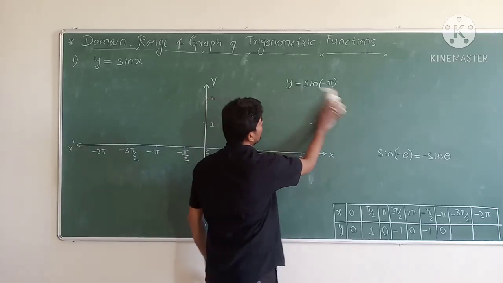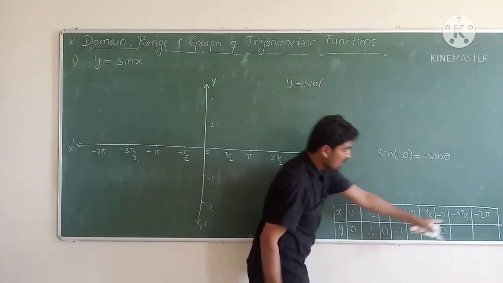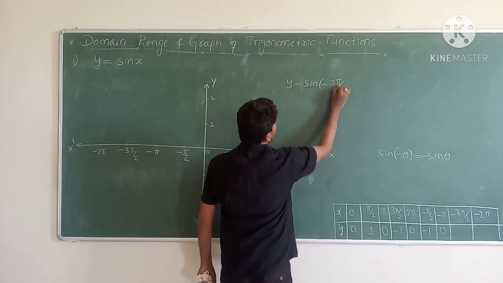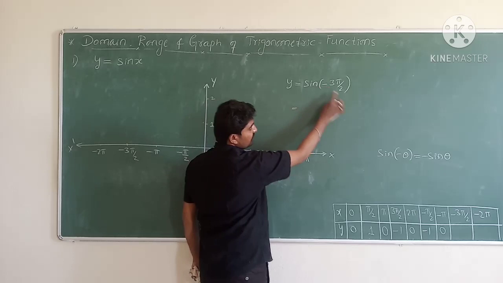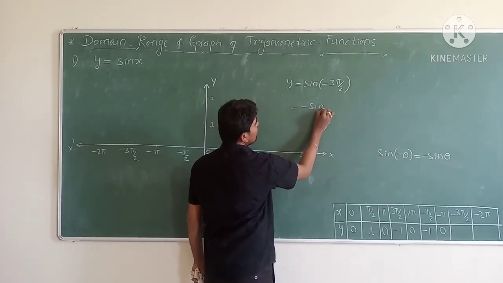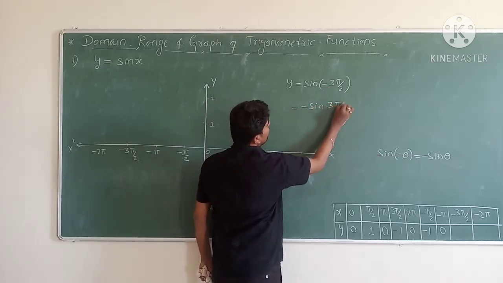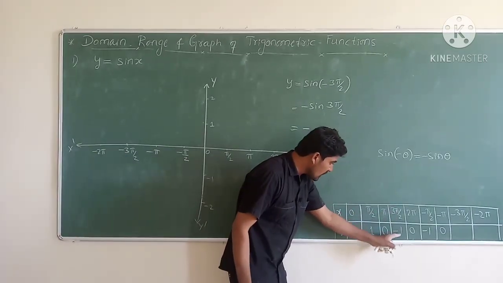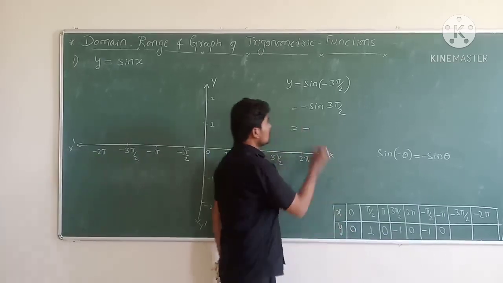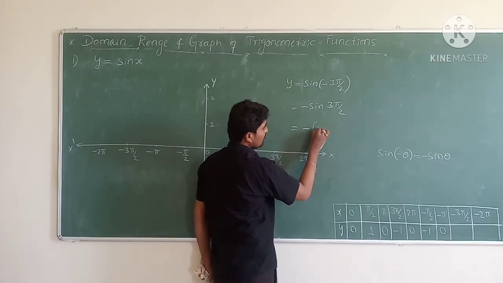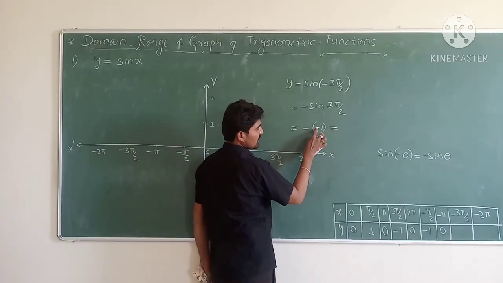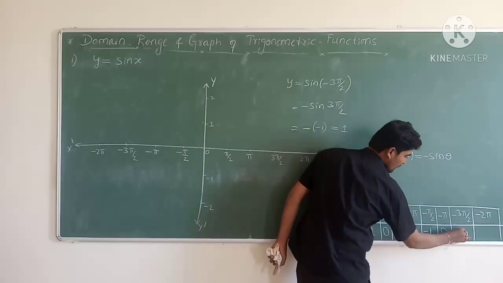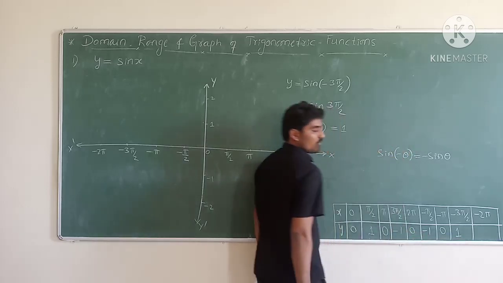Now when x is equal to minus 3 pi by 2, sin of minus theta is minus sin theta. So minus, as it is, the value of sin 3 pi by 2 is minus 1, which is equal to minus into minus, plus 1. Therefore when x is equal to minus 3 pi by 2, the value of y is 1.